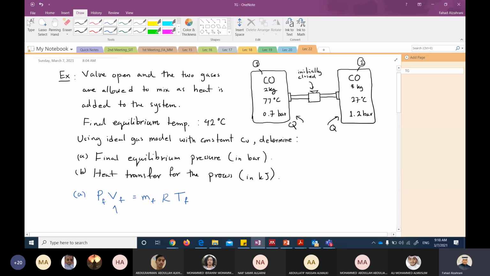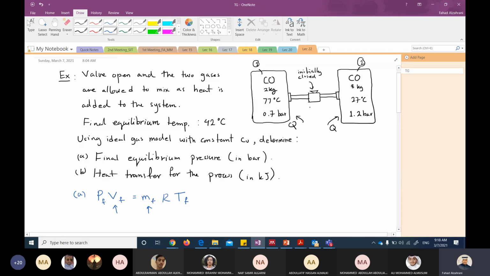What is the final volume? Take the volume of the two tanks together. The volume of the two tanks, so the summation. What about the mass? Final mass? The summation of their mass is also the summation of both masses.